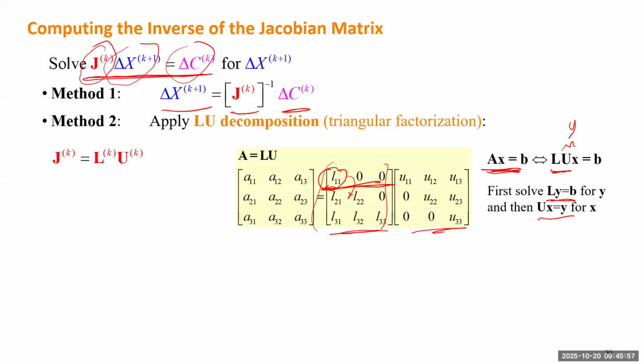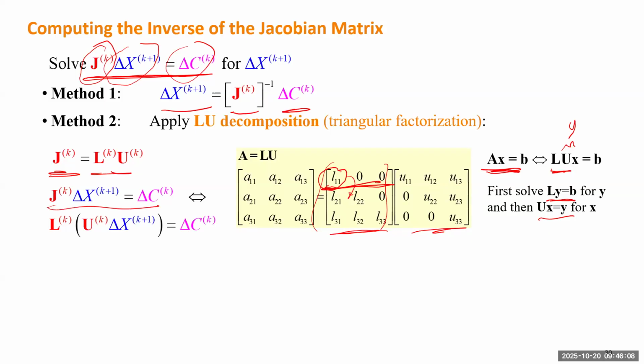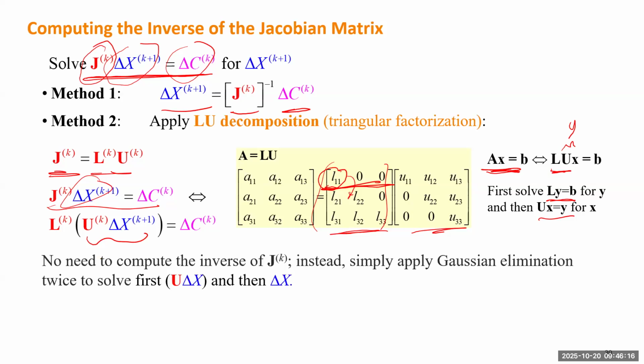So we can decompose the Jacobian matrix also into two triangular matrices, L and U. And when we solve the original equation for S, we just need to first solve this decomposed equation for U times delta S, right? Then second, we just solve that equation for delta S. So we don't need to compute the inverse of the Jacobian.